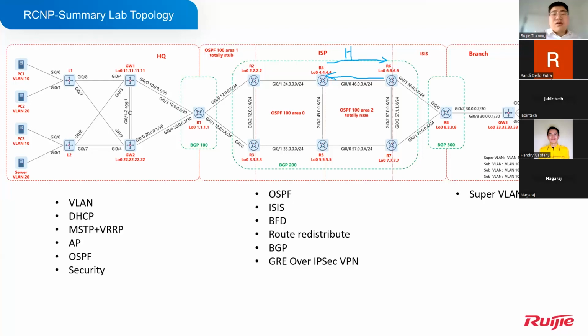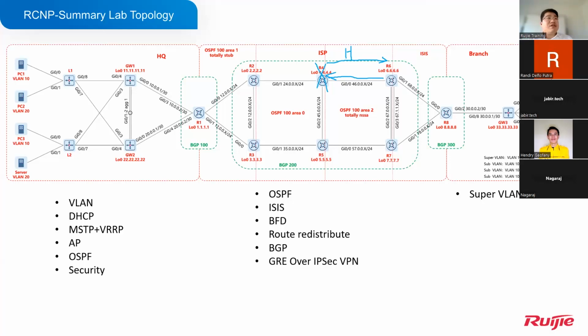But if R4 is down, for example if the device is down, how long will R6 take to figure out that R4 is down? You can think about this. How long? The time is based on the network type between them.